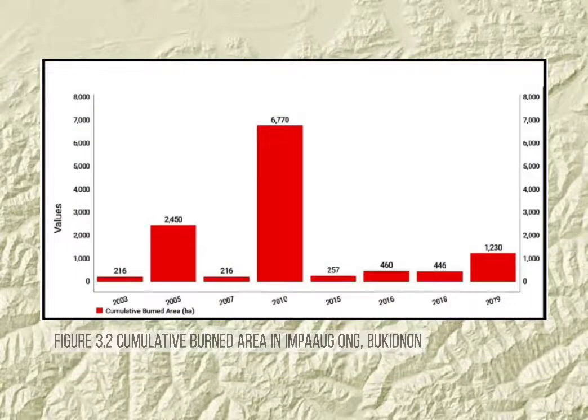Figure 3.2 shows the cumulative burned area in Impasug-ong, Bukidnon. This indicates that there is no area that has been burned in the key biodiversity areas of Impasug-ong in 2021. However, the most fires recorded in a year was in 2005, where 2,450 hectares were burned.